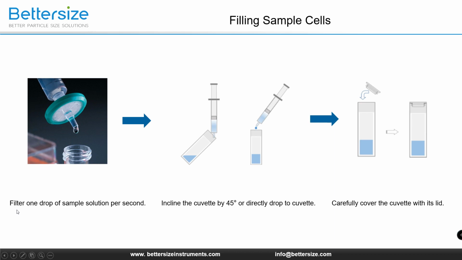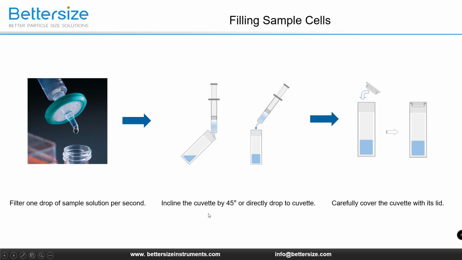To avoid overpressurizing and destroying the particles, filter 1 drop of sample solution per second. Discard the first 1 to 2 drops of filtered solution because the dry membrane might absorb some scattering particles upon contact with the sample solution and thus affect the concentration of the solution.